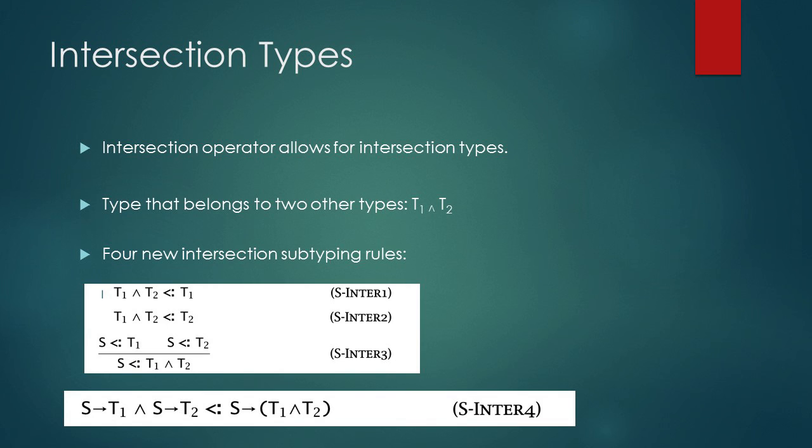Intersection types are another important aspect of subtypes, the subtype theory that we've been discussing. There is an intersection operator, which when used allows for the actual creation of a type that is the intersection of two other types. To do this, you need 4 new intersection subtyping rules, as shown here.